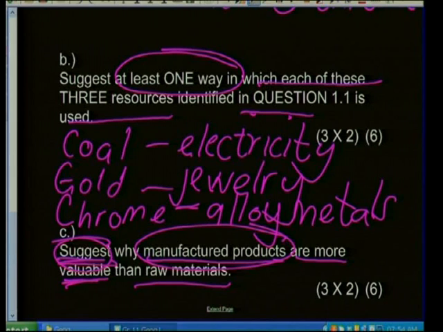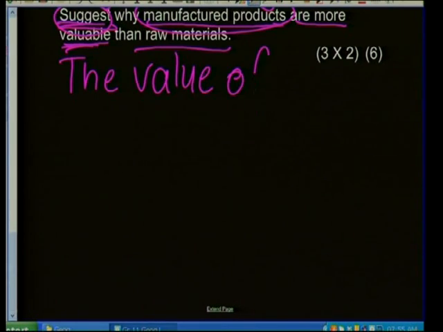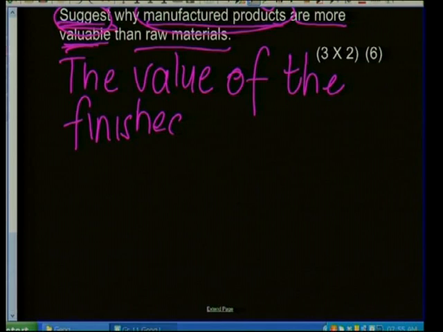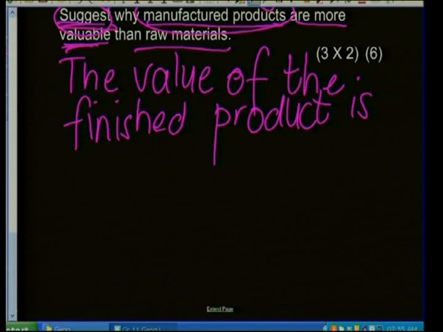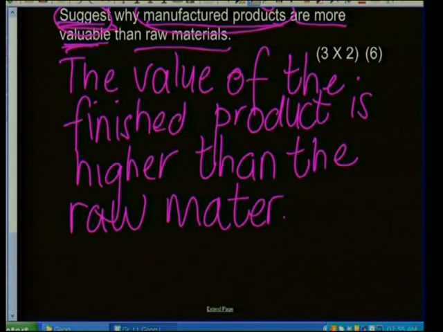So suggest why manufactured products are more valuable than raw materials. Let's look at that one. The value of the finished product is higher than the raw material. That's our first option, which would afford us the 2 marks.